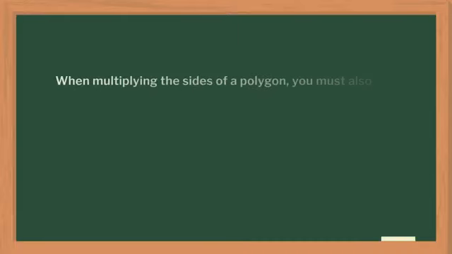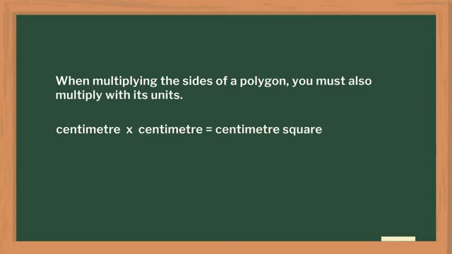Now it is important to focus on units of area. Many students write it as centimeter, not square centimeter. So I told my students, as you multiply the sides of the polygon, you have to multiply the units also. That is, centimeter multiplied by centimeter means centimeter square. It is written as square centimeter.